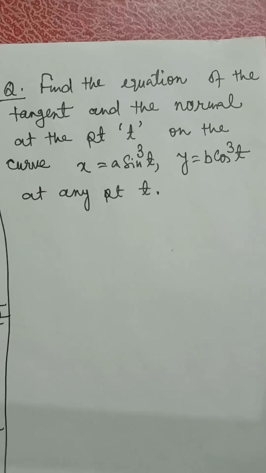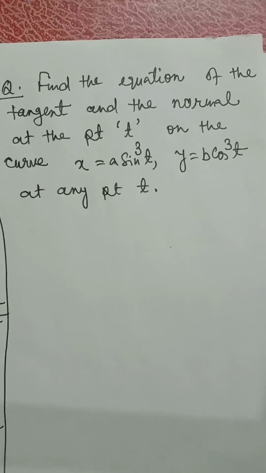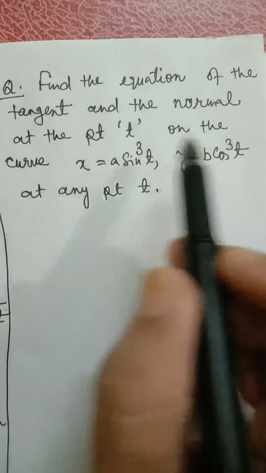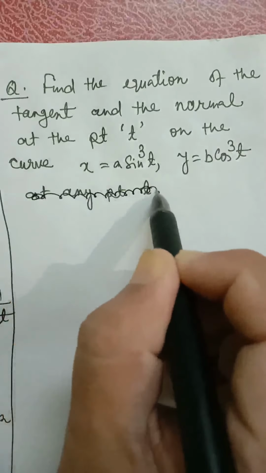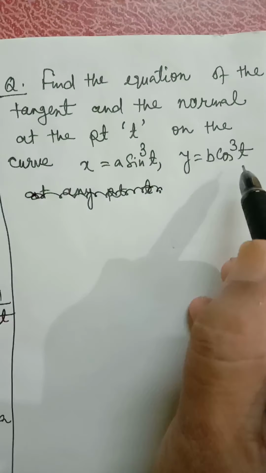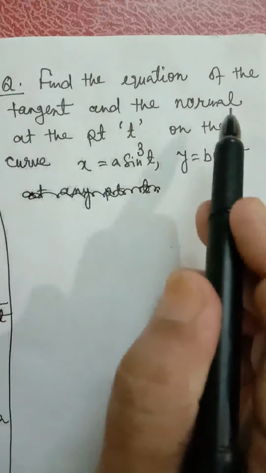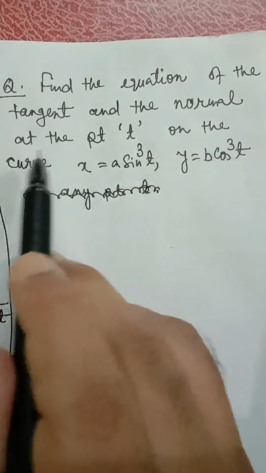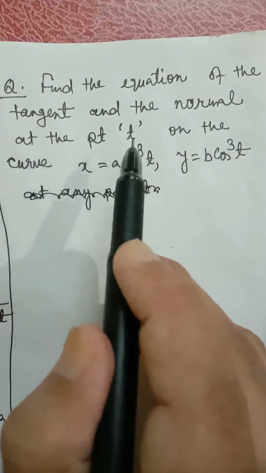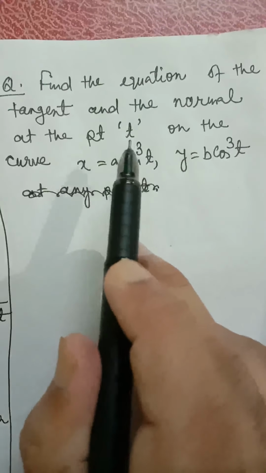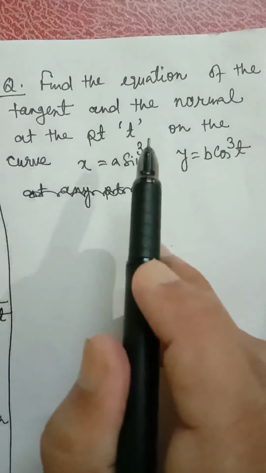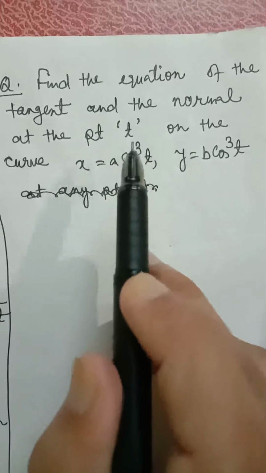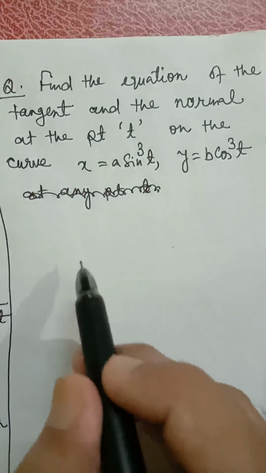The next question is: find the equation of the tangent and the normal at the point t on the curve x equals a sin cube t, y equals b cos cube t. Here t is arbitrary, no fixed value of t is given. We have to find the equation of the tangent at any arbitrary point t. First of all, we have to find dy by dx.